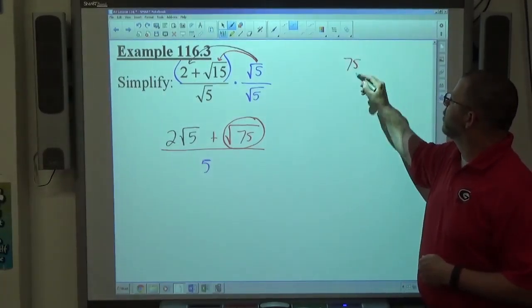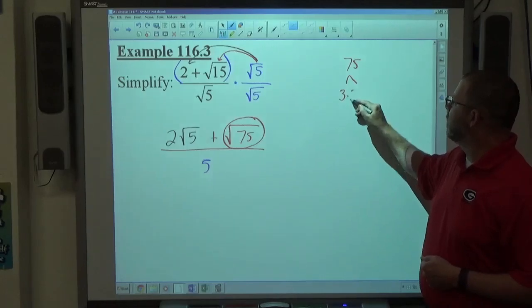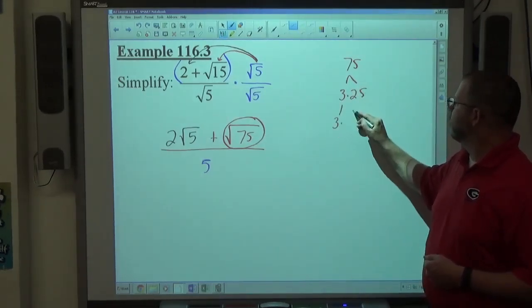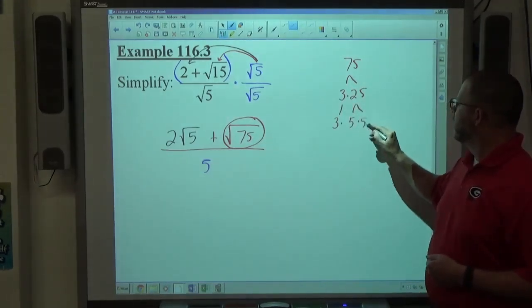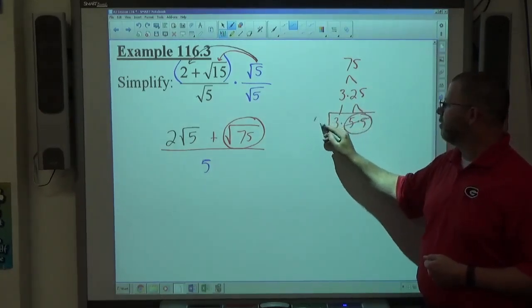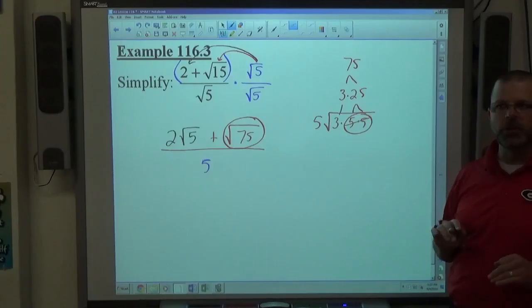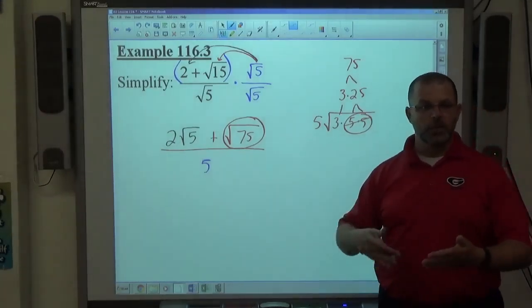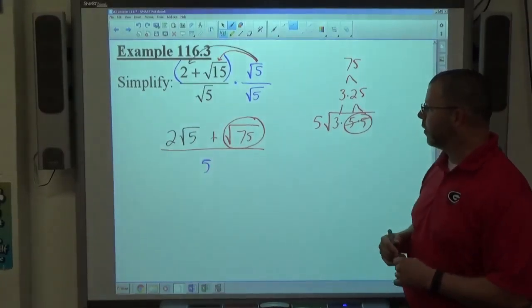If I did a factor tree for 75, it's 3 times 25. 3 is prime, 25 is 5 times 5. So I'm doing the square root of 75, it's this. There's a pair of 5s, I can pull a 5 out. I'm expecting you to do that every single time you look at radicals. Notice that it's a reducible radical, you should reduce.